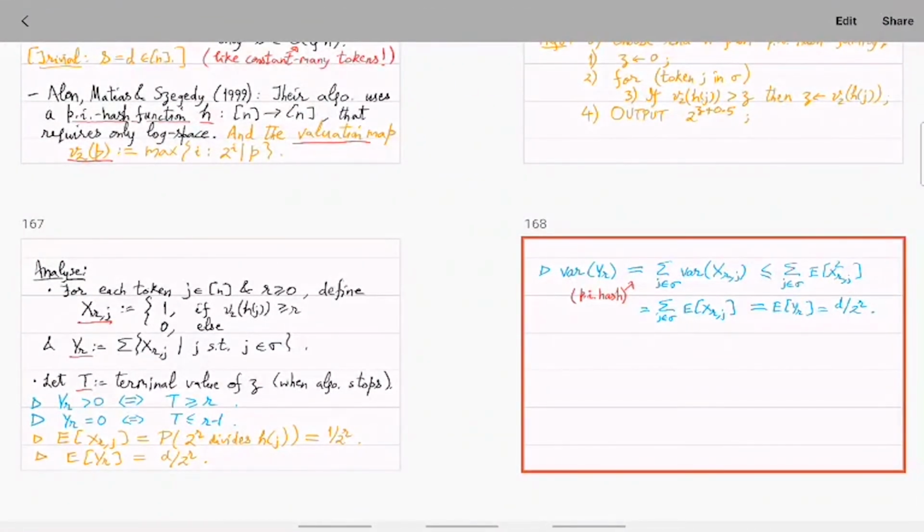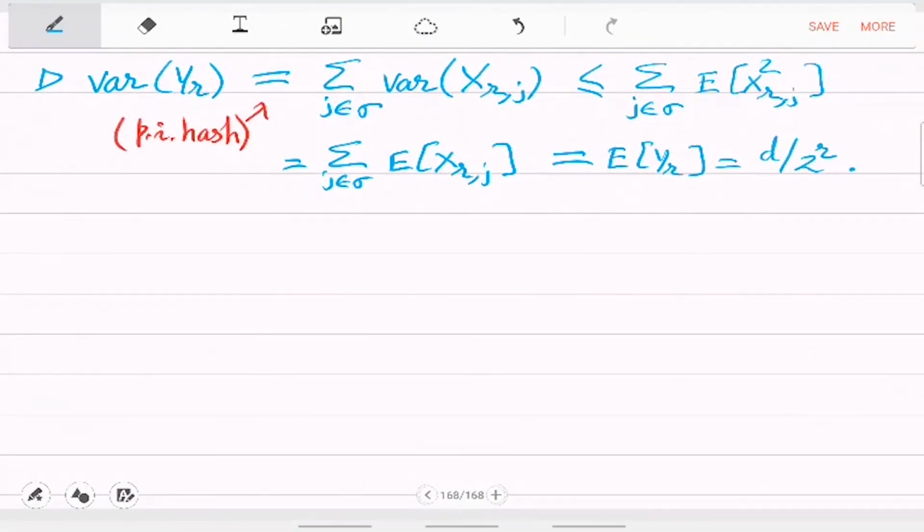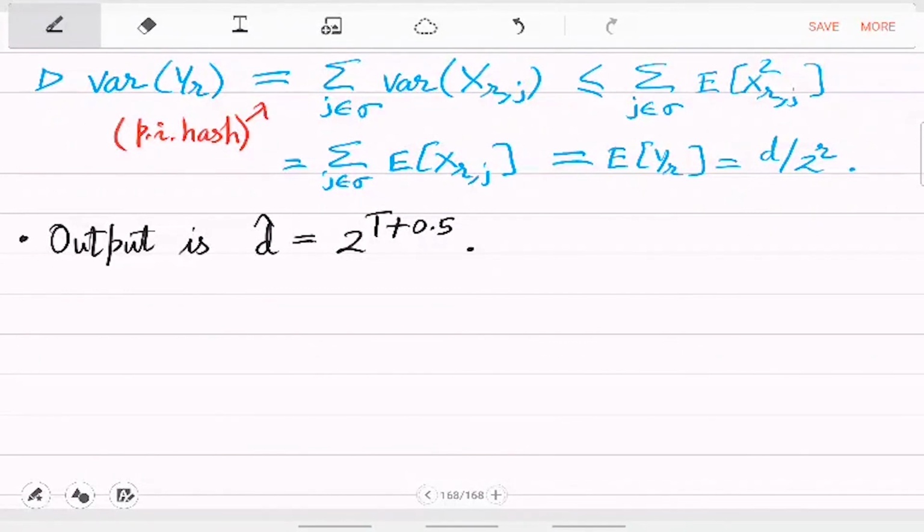So, we understand both the expectation of y_r and the variance, and so we can use a concentration inequality. Before that, let me look at the output. The output is d hat, which is t plus 0.5, where the maximum z is t. So, d hat is 2 raised to t plus 0.5, and now based on the expectation and variance, we will see whether d hat can be very small or very large.